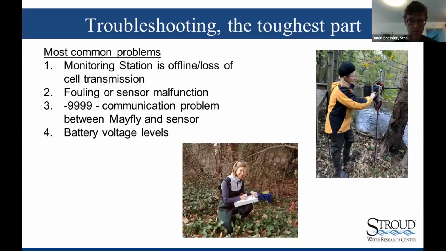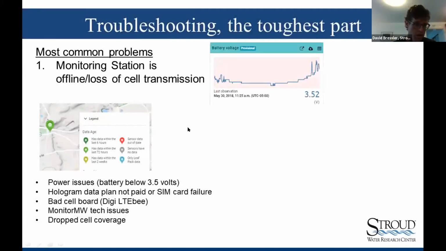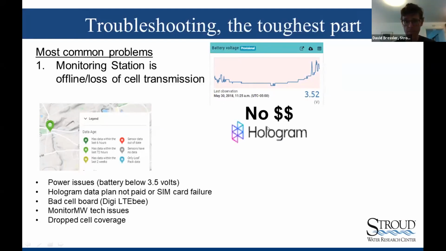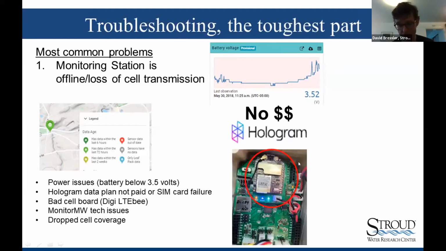So just a little bit on troubleshooting here. Here are the 4 most common problems: station is offline, fouling or sensor malfunction, this -999 signal, and battery voltage levels, power levels. Common problems with power, 3.5 is a cutoff, so you want to keep an eye out for that. That will stop your cell transmission. You want to make sure your cell plan is paid. That will also cause your station to stop sending data. These boards can go bad, so you want to make sure that that is not an issue.